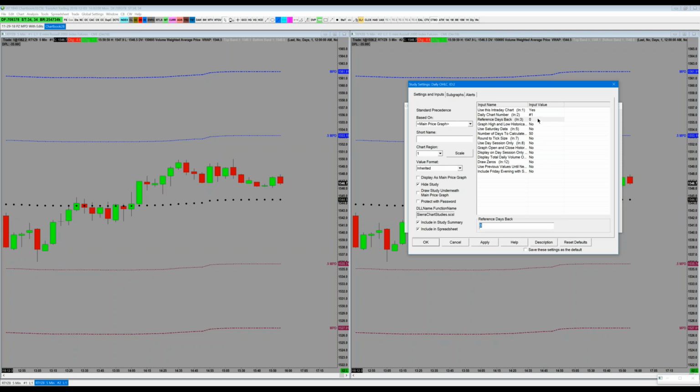Okay, that means that it's looking at yesterday. So if you add the daily open, high, low, close study and don't make a change to it, this default will reference 1 day back in history, and you will be seeing yesterday's open, yesterday's high, yesterday's low, yesterday's close.